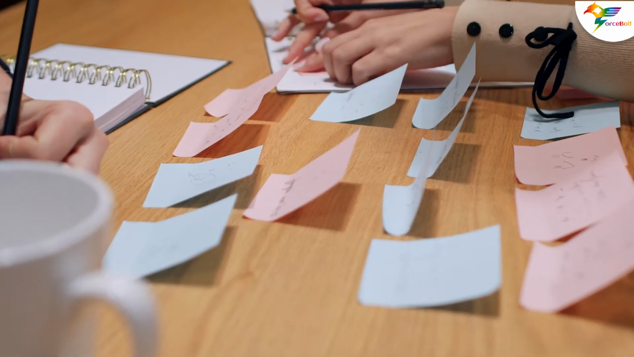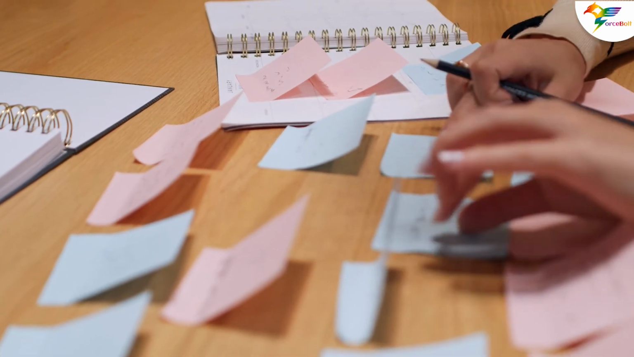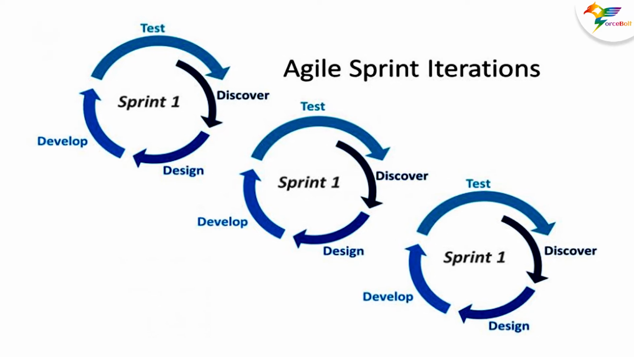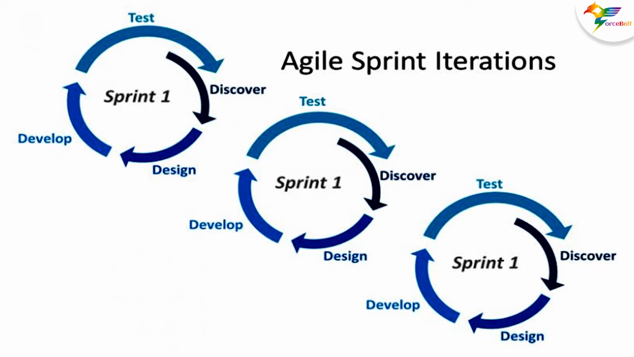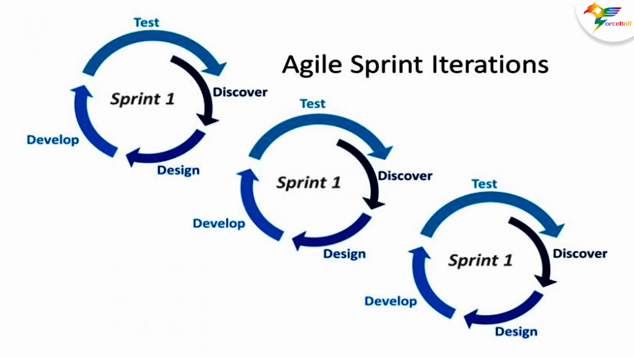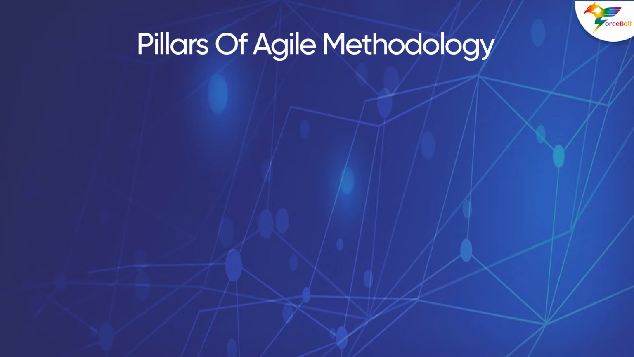Agile methodology is an incremental and iterative approach that divides a project into dynamic phases known as sprints. After each sprint, the team reflects and looks back to see if there is anything that could be improved so they can adjust their strategy for the next sprint. Now let's move on to the 4 core values known as the pillars of Agile methodology.